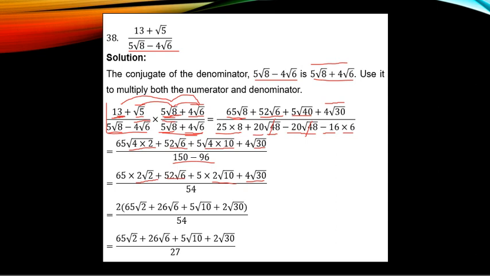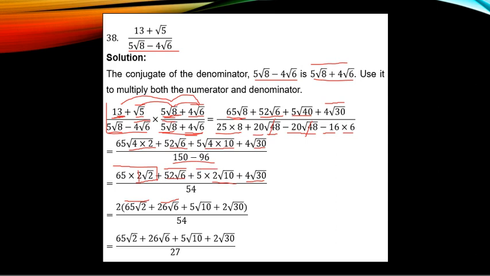Okay. If you check all the terms in the numerator, we can see that 2 is common. So if you factor out 2 and use that 2 to divide this term, this is one term now. That 2 you factor out, remove this 2, so you are left with 65 root 2. This is another term. Divide 52 by the 2 you factor out, you have 26 root 6.